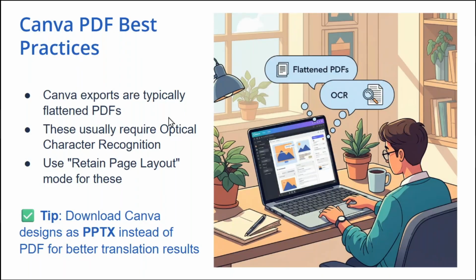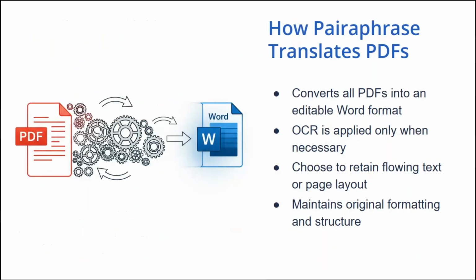Now, let's talk a little about how Pairaphrase translates PDFs. Pairaphrase converts your PDFs into a Word document behind the scenes. If the text is live, I mean if it is digital, we skip the OCR. So directly it reads the text because the text is text. Otherwise, if the text is image-based, an OCR will be applied. As I told you, it is one of the best OCRs in the market. In my opinion, it is the best.